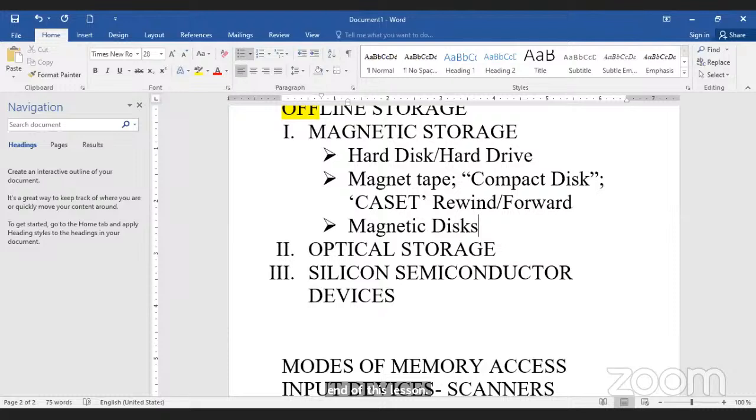So we have magnetic discs, or we call them floppy disks. I don't know if you have heard people saying "nenda disco." So the word disco came from the word floppy disks.